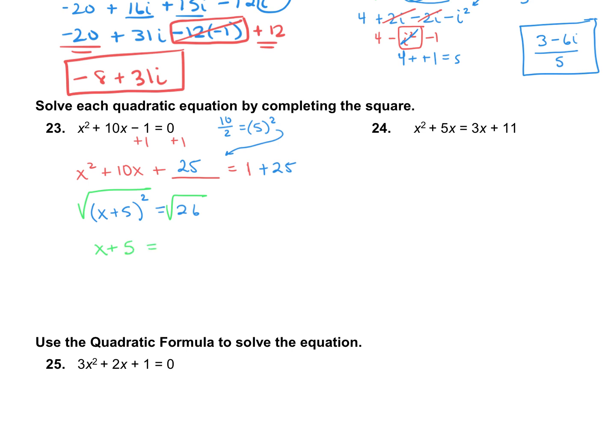Now, because we just square rooted, that's going to give us two answers. So that's where your plus or minus comes in, square root of 26. Now we can get to the x. We'll subtract 5 from both sides. So x equals negative 5 plus or minus the square root of 26.